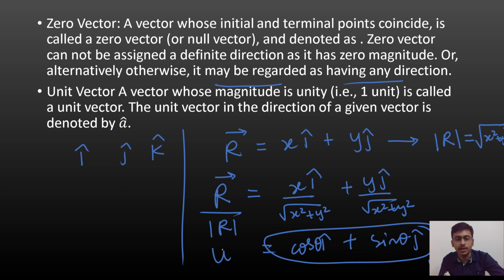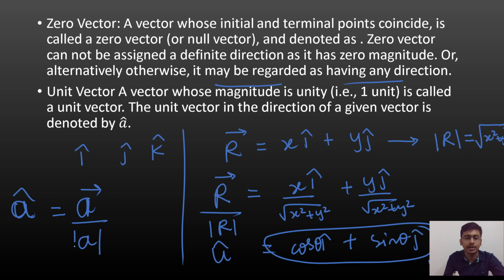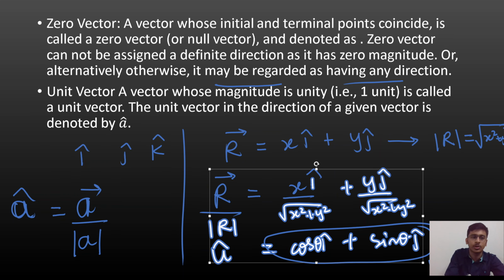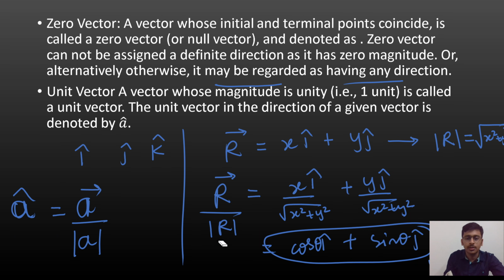So a unit vector u cap is nothing but a vector divided by its magnitude. So I can write down a simple formula. Any vector, let's say a cap, is nothing but that vector a upon its magnitude. Let me just erase this, because this is r cap.